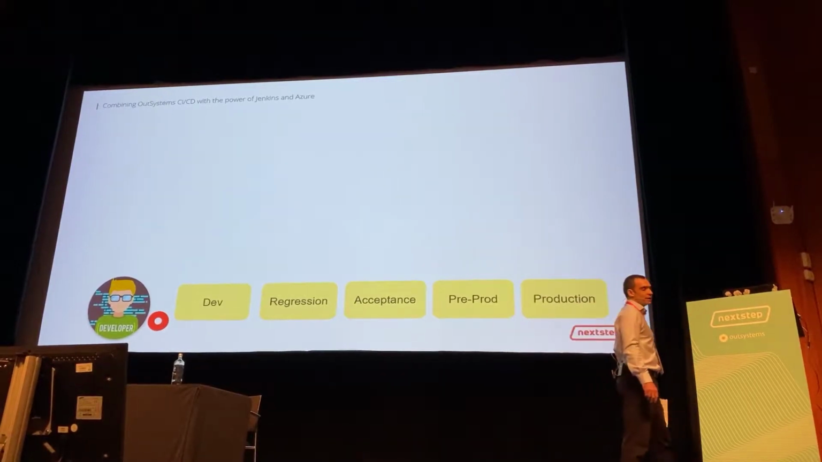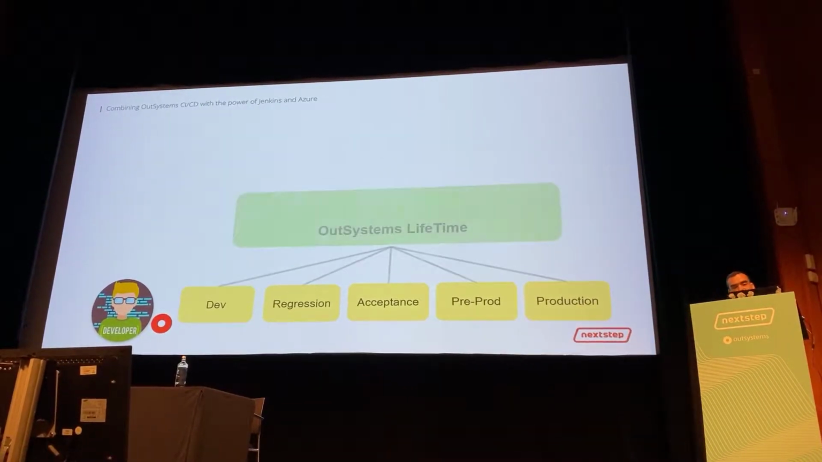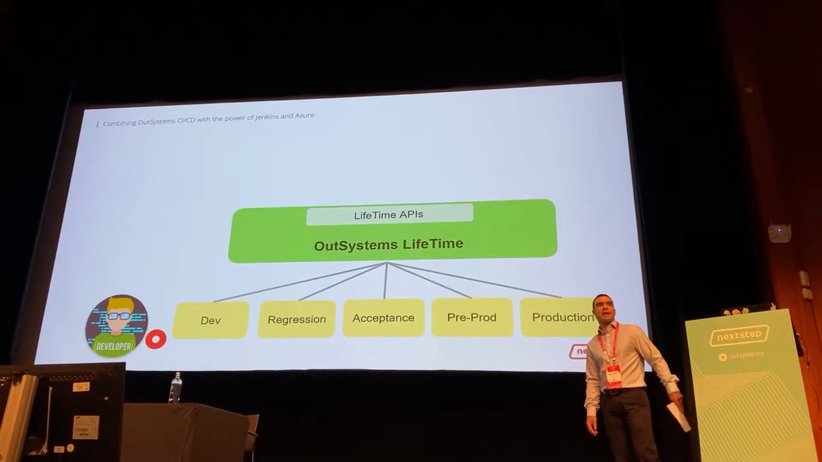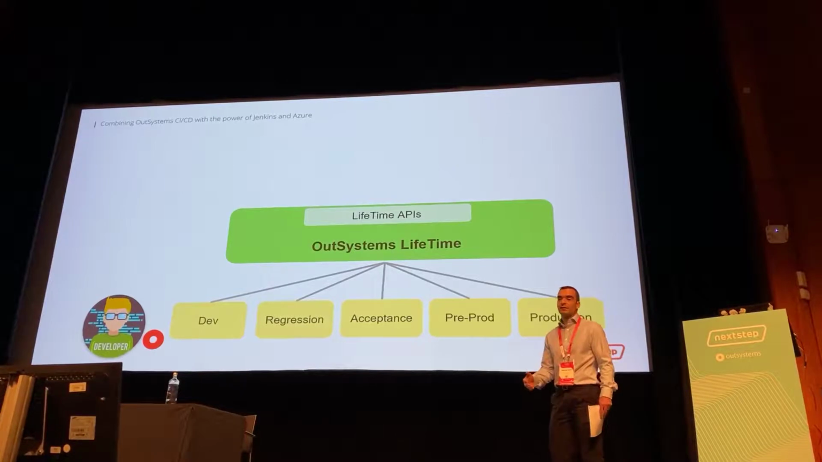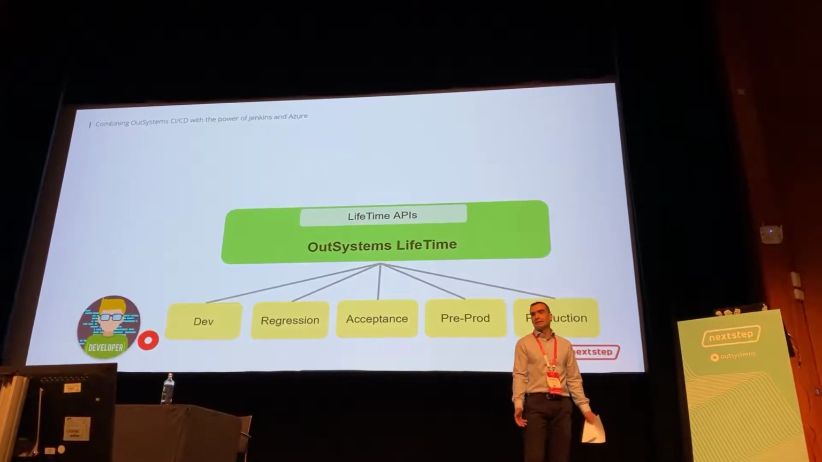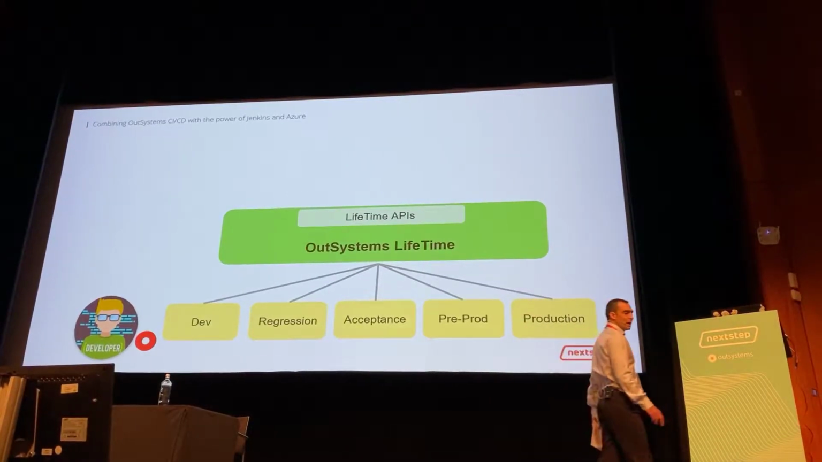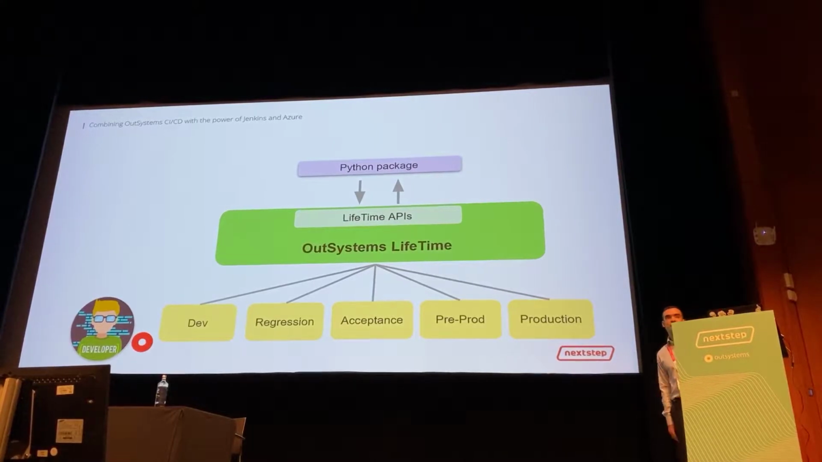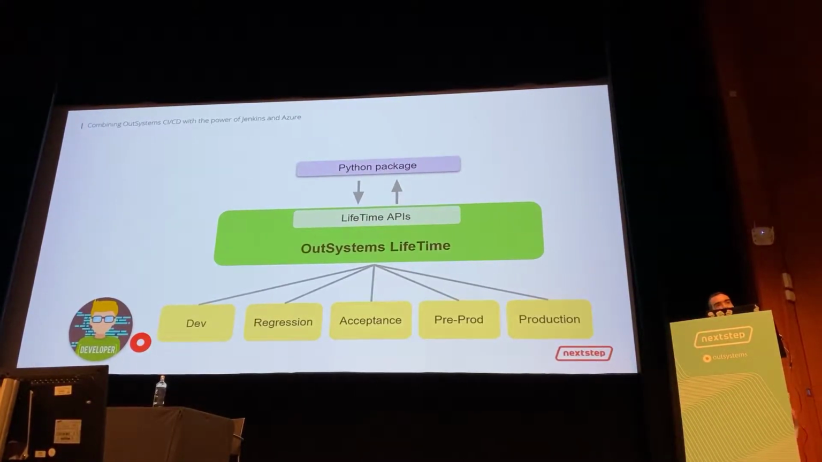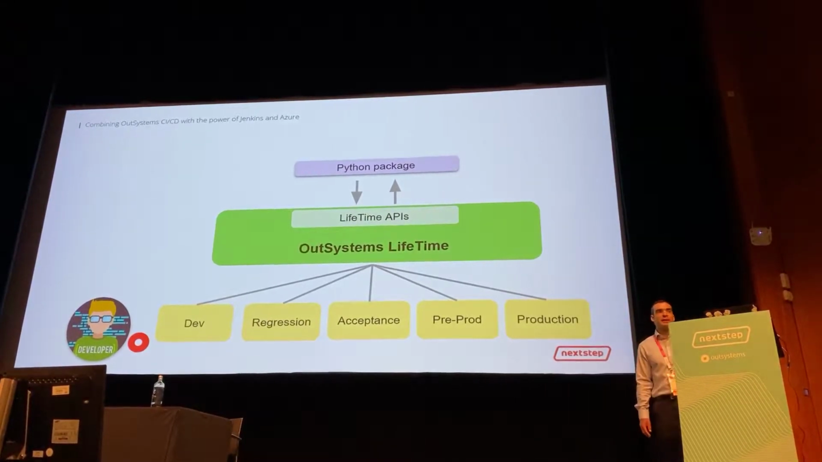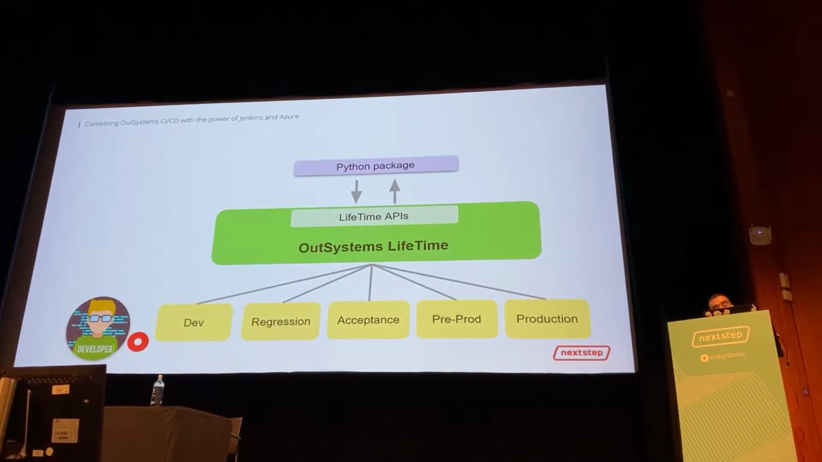Each one of these stages will be connected into OutSystems LifeTime. Now, OutSystems LifeTime out of the box has a set of LifeTime APIs which will help you integrate into any existing CI/CD tool. On top of that, we at OutSystems have built an open source Python package which will help you accelerate this integration, so you won't have to learn how to run or orchestrate these APIs. These are all built for you, and this Python package is available on our GitHub.